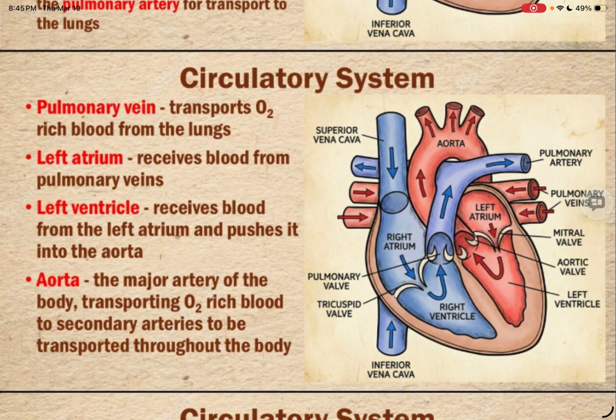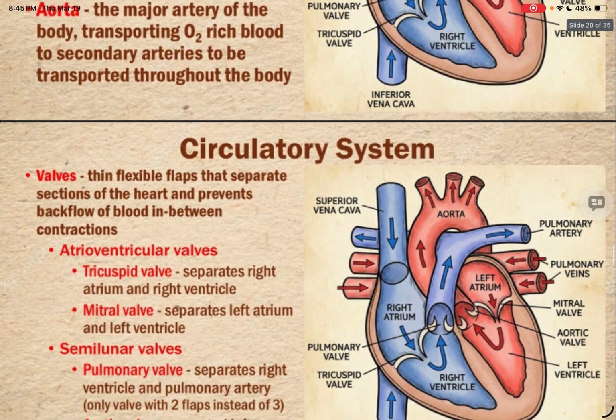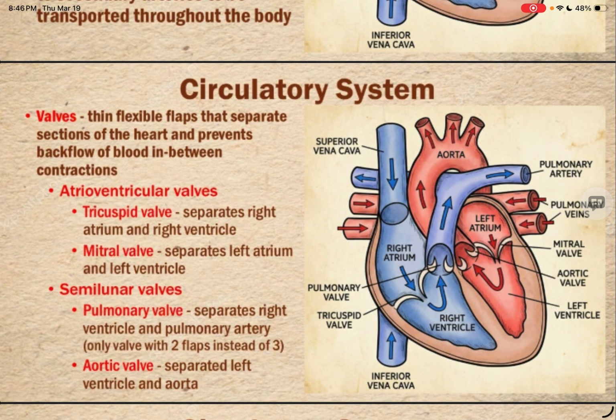Our left atrium receives the blood from the pulmonary vein. Our left ventricle receives blood from the left atrium and pushes it into the aorta. The aorta is the major artery of blood transporting O2-rich blood to the secondary arteries, which then are transported throughout the body. That is a lot. Please take a look at this photo on the right as I continue to explain.